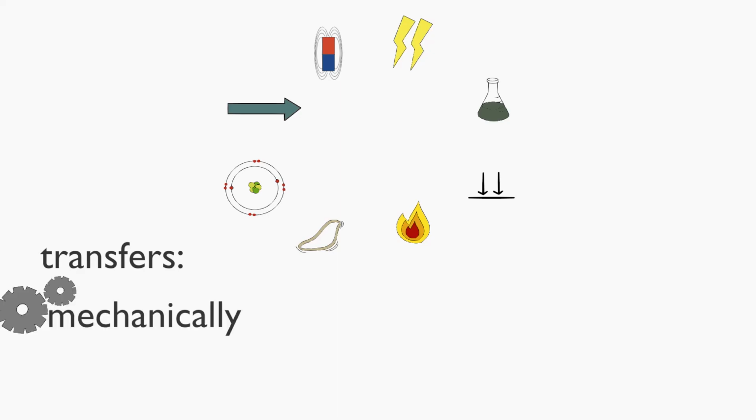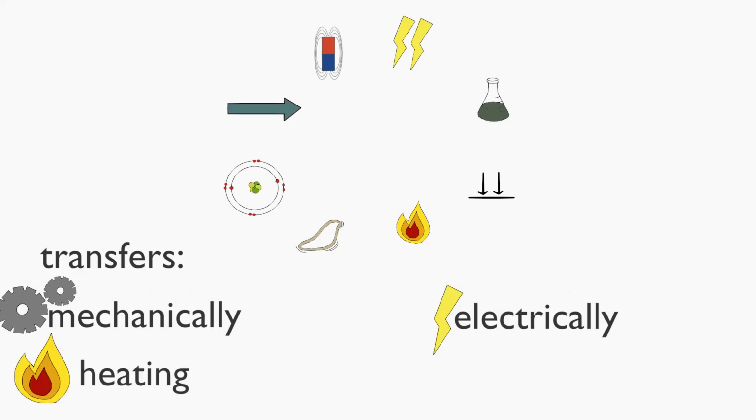And now energy can be transferred from all these energy stores via four different ways. It can be done mechanically, electrically, via heating, and radiation, such as light and sound. Let's have a look at things that happen in our lives that are an example of this transfer.